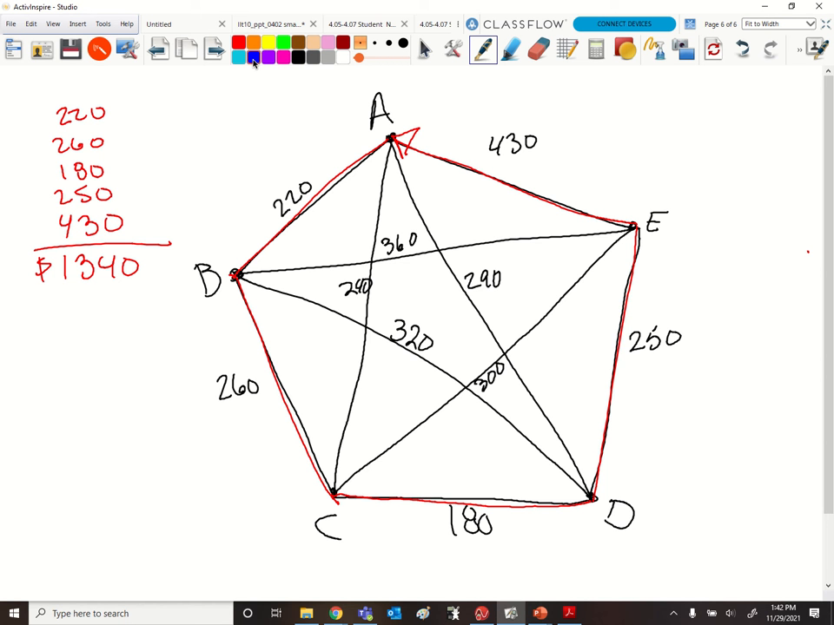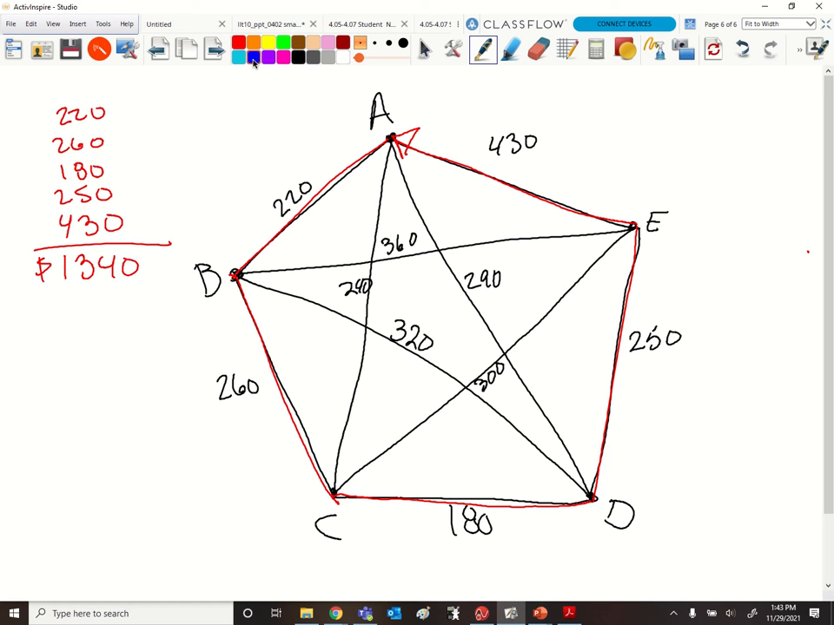And what do I want to include? 250. Oh, the 180. Why do I want to include the 180? That's cheap. That's the cheapest, right? I'm going to try to include that if I can. What's the next one I want to try and include? 220. A to B, right? Okay, that's another good one.